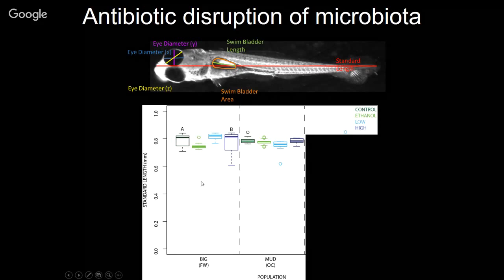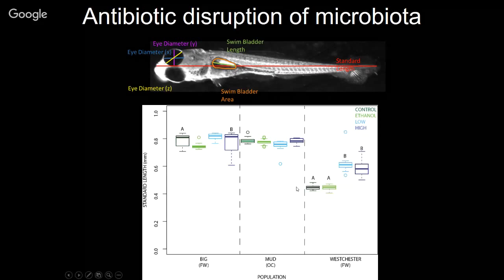However, when we looked at our Big Lake fish, which is the freshwater population, we saw a decrease in the standard length for our ethanol treated fish, and we saw a little bit of a difference in our high and low concentration fish compared to our control fish. However, this is a really small difference. It's not a huge difference, so we can't really say that this particular population is responding that much, but we looked at our other freshwater fish and we saw a huge difference. So this is our Westchester freshwater fish.